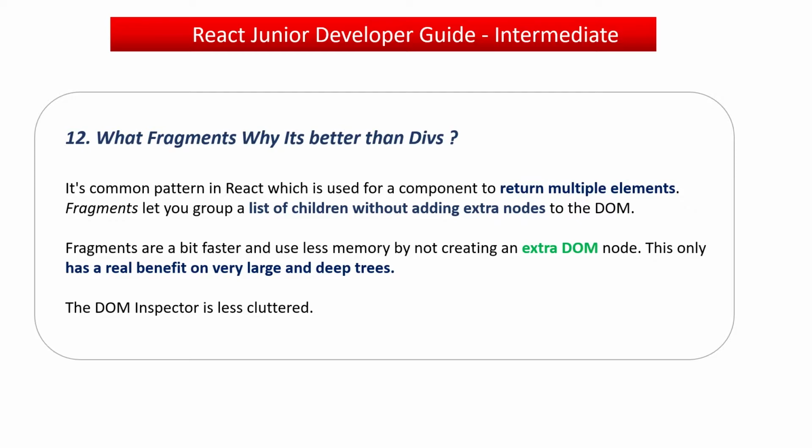When you create an extra DOM node, it needs some memory to lose. So the memory utilization is perfect, and this only has a real benefit for very large and deep trees. When you have thousands of components or elements inside a fragment in complex websites and applications, you will see the full potential of fragments, which is really faster and uses less memory, which is really important in modern applications to make your application look better, fluid, and faster.